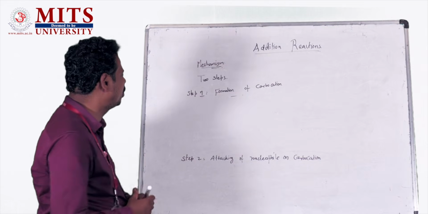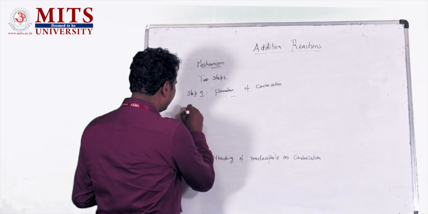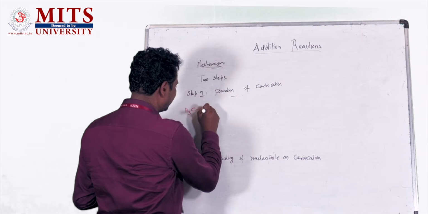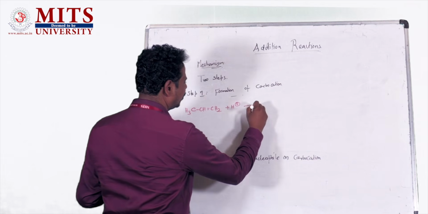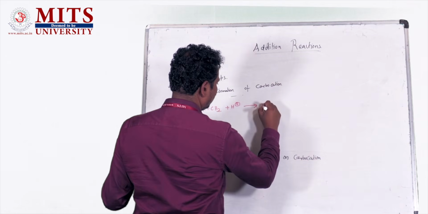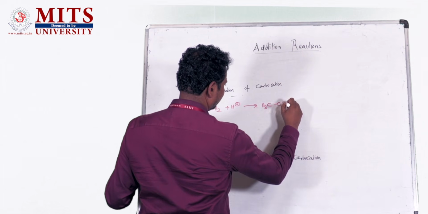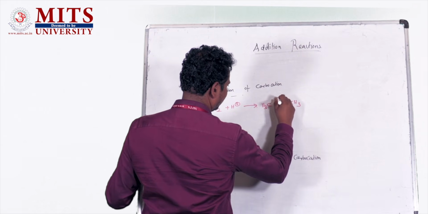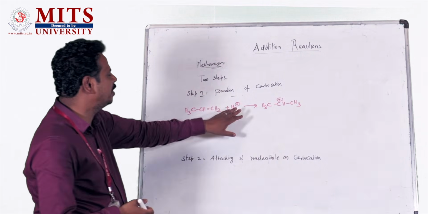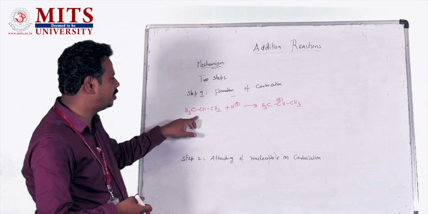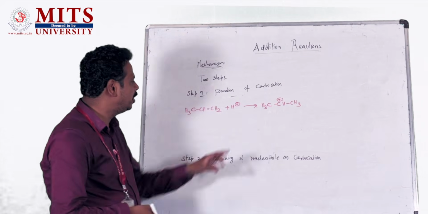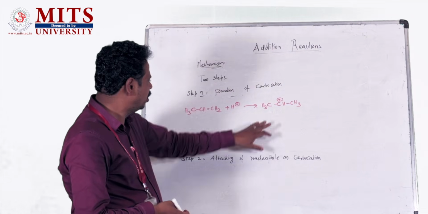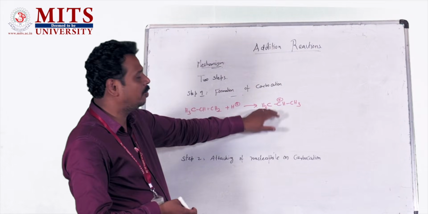Okay, so step 1, the formation of carbocation. We'll take the example of propene itself. Add H plus, and you'll be getting this. So when H plus is added in the first step to the propene, you'll be getting the isopropyl carbocation. But here, note this point: one more carbocation possibility is there.